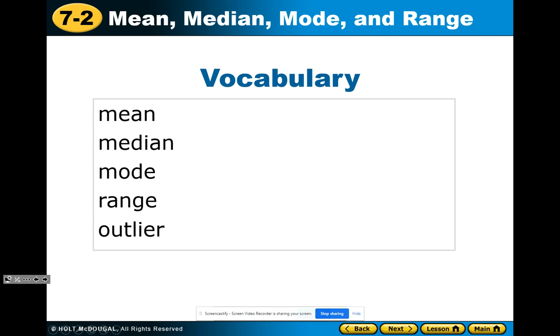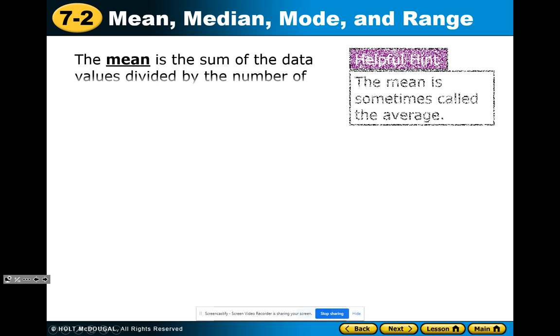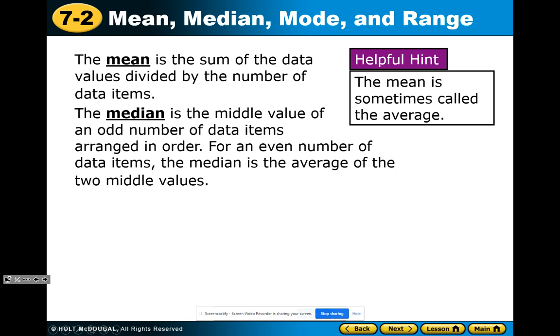So you feel pretty good about those things? All right, then let's just practice a few of them. The mean is the sum of the data values divided by the number of the data items. Okay? The median is the middle value of an odd number of data items arranged in order. It's that middle one.